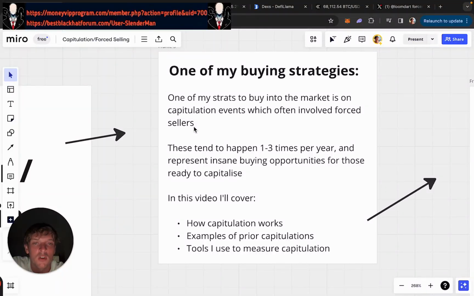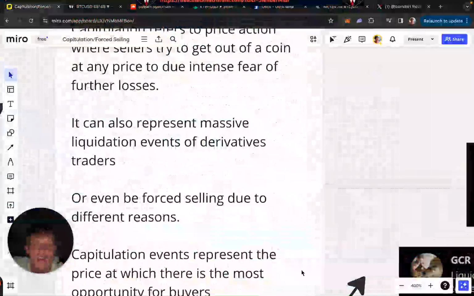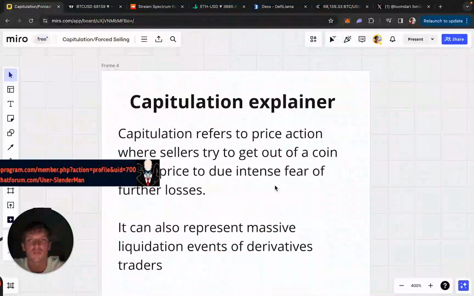So I want to go over capitulation in terms of how it works, some examples of when the market went through capitulation, and then some of the tools that I use to measure capitulation. Capitulation and the tools I use are one of the methods of technical and chart analysis that I do, essentially. So let's talk about what capitulation is.